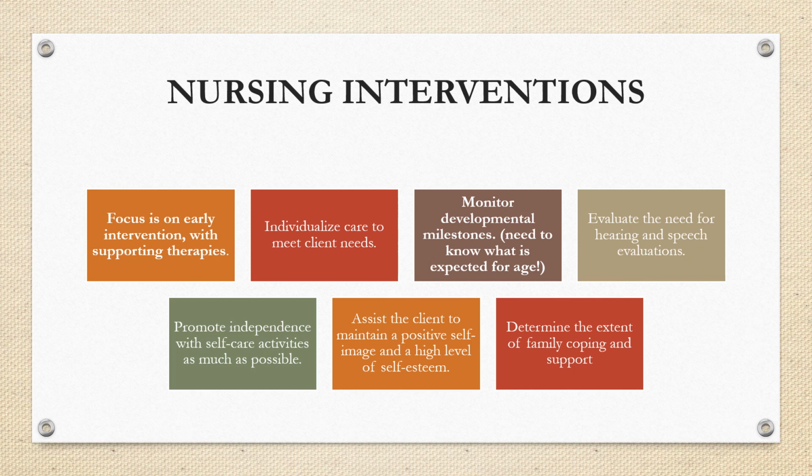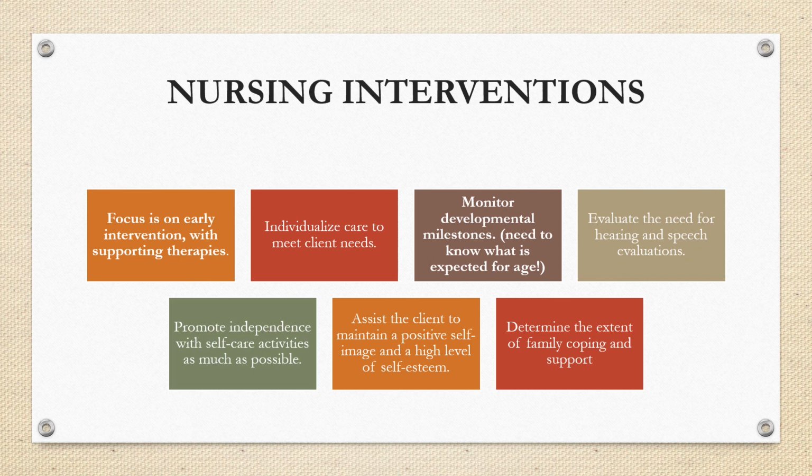Monitor developmental milestones. So we might need to know exactly what's expected at this age. So know what is expected at the age of the child that you're providing care for, so you'll know how far along they are, how we might need to intervene, maybe have to increase our level of care. Evaluate the need for hearing and speech evaluations. Promote independence with self-care activities as much as possible. That helps with independence, that helps with confidence. Assess the child to maintain a positive self-image and a high level of self-esteem.